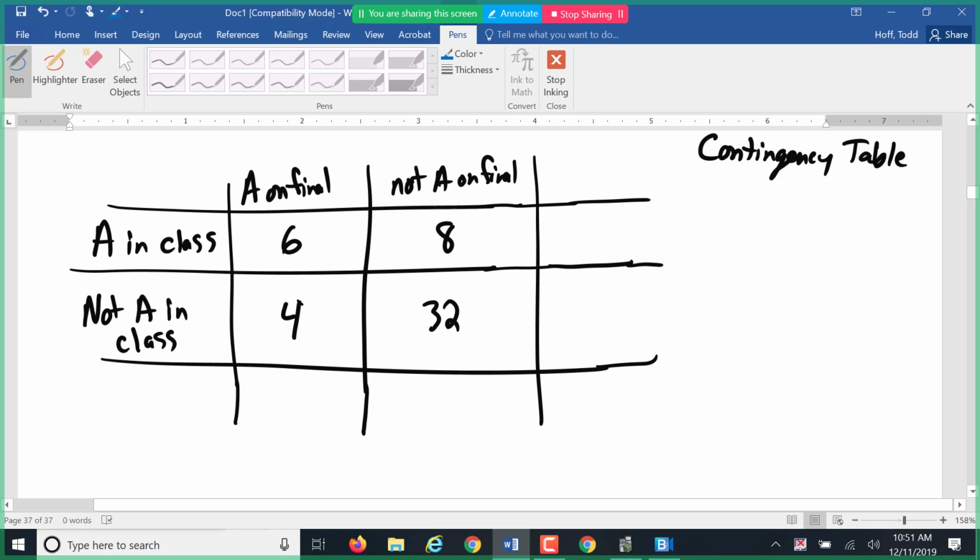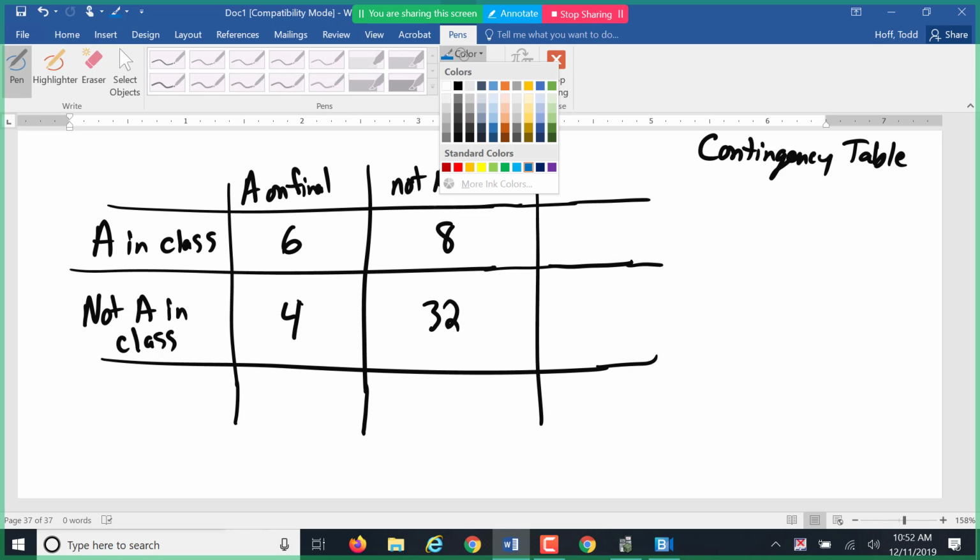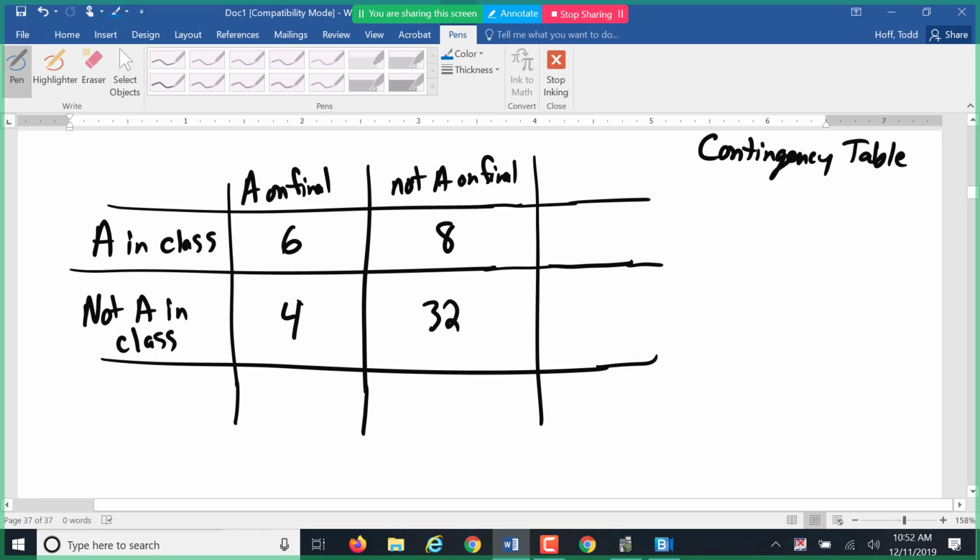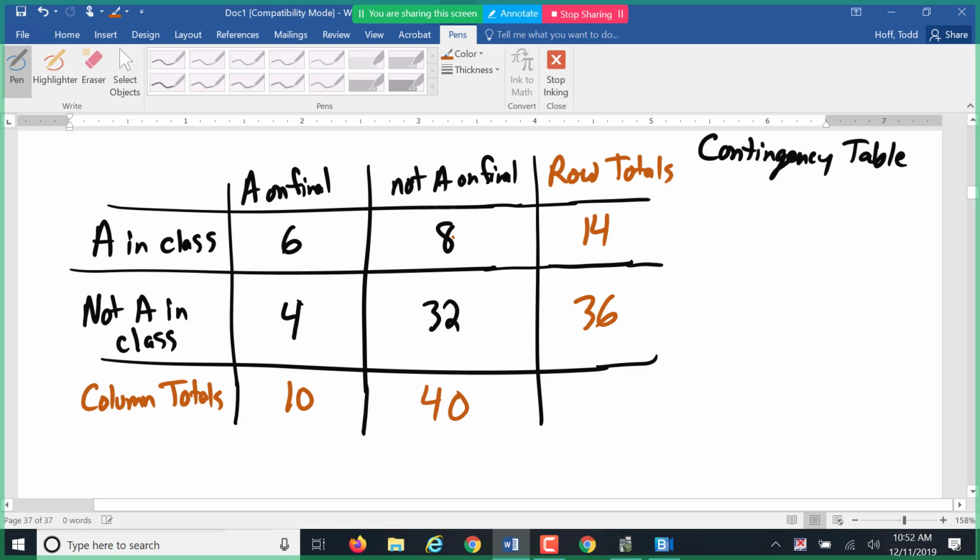To work with a contingency table, we usually need to find both row totals and column totals. So this would be our row totals here. 6 plus 8 is 14. 4 plus 32 is 36. This would be our column totals. 6 plus 4 is 10. 4 plus 32 is 40. And then this would be the grand total. 10 plus 40 is 50. 14 plus 36 is also 50. It better add up in both directions.